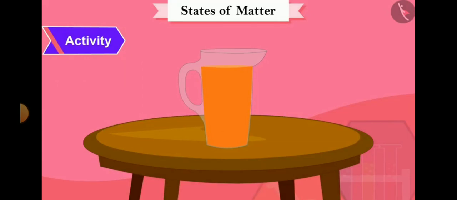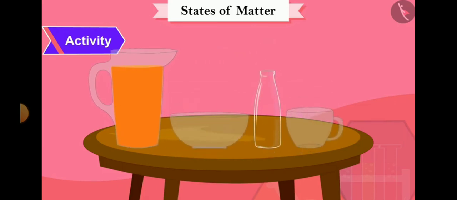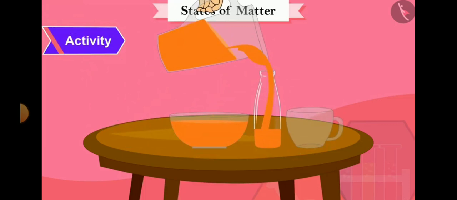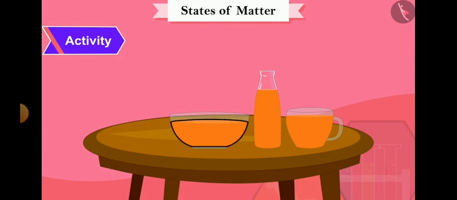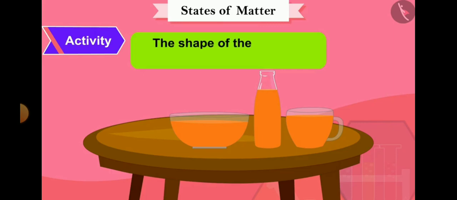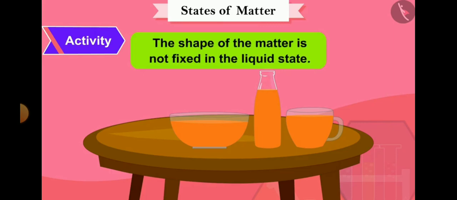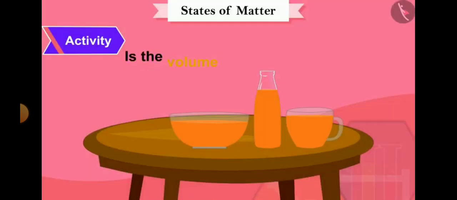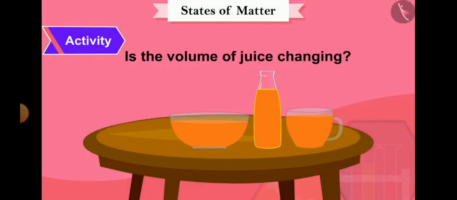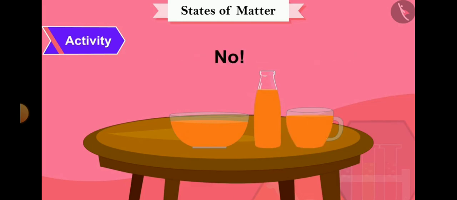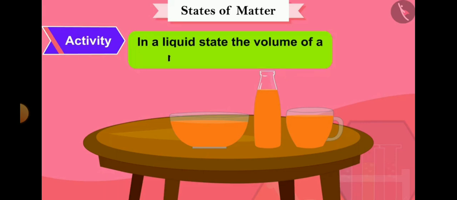At the moment, we can see that the juice has taken the shape of the jug. Now we will pour this juice into these glass pots one by one. What do you see? Yes, the juice changed its shape every time. This means the shape of the matter is not fixed in the liquid state. Is the volume of juice changing from one vessel to another? No. Therefore, we can say that in a liquid state, the volume of a matter remains fixed.